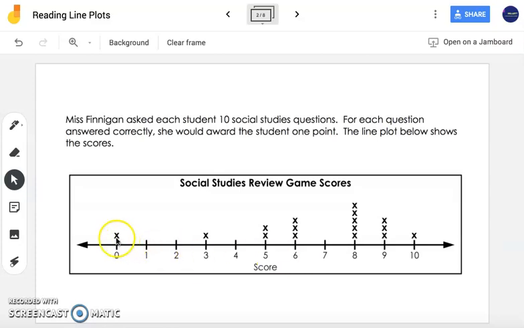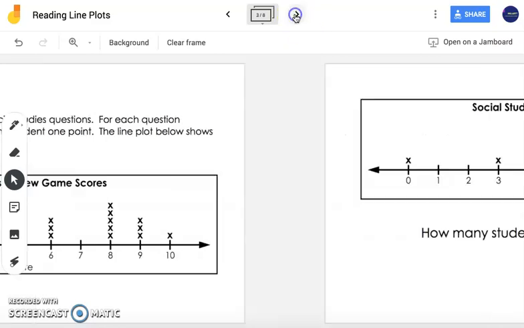Now notice each X here represents each individual student. So this student here scored a 0. This student here scored a 3 out of 10. That means they only got 3 questions correctly. And notice here, many students scored an 8 out of 10. How many students? 1, 2, 3, 4, 5. Each X represents a student, and this here, the title, Social Studies Review Game Scores. So these are the scores from the Social Studies Review game. Now, in today's activities, we're going to use this line plot to help us answer a series of questions.